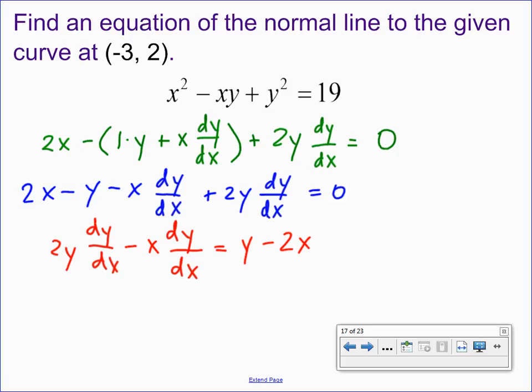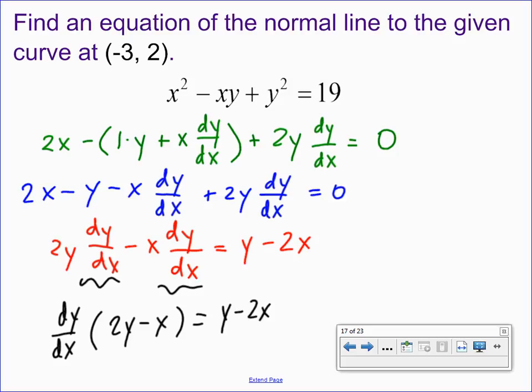Raise your hand if you got into the red line. As you get to the red line with the dy dx on the left, great. Now we can factor out the dy dx in a reverse distributive property problem. What's common to each of those terms on the left side of the equation? The dy dx, that's what we want isolated. So I'll factor that out and that leaves me with 2y minus x, closed, equals y minus 2x. And now I can solve by division.